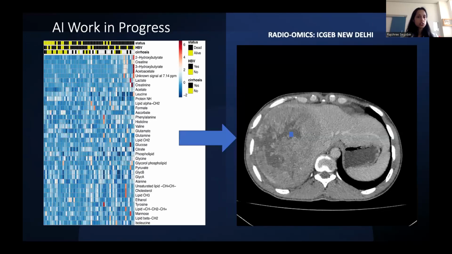And at our institution, we are doing AI work in progress. We are combining biomarkers of HCCs, and data has been sent and is in the process. We are working with the ICGB, which is the International Cancer Genetics Institute of New Delhi. And we are combining data to look at the radiomics and metabolomics of HCC.